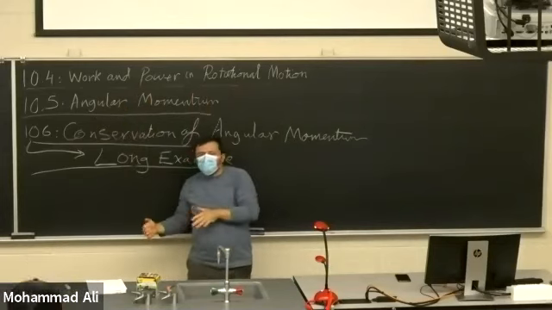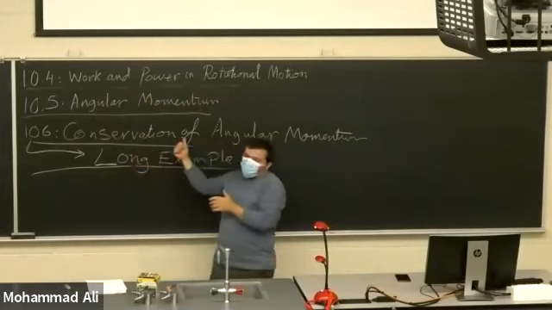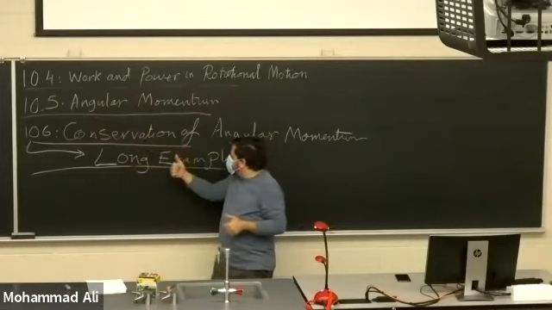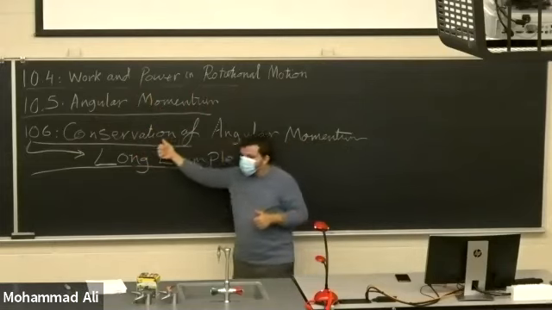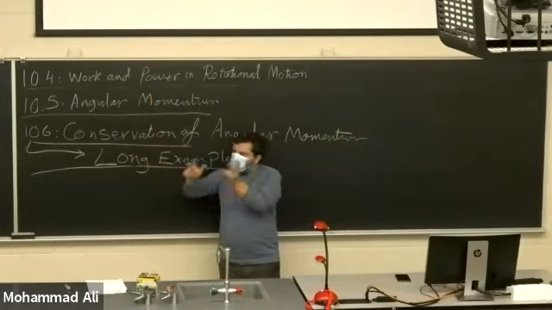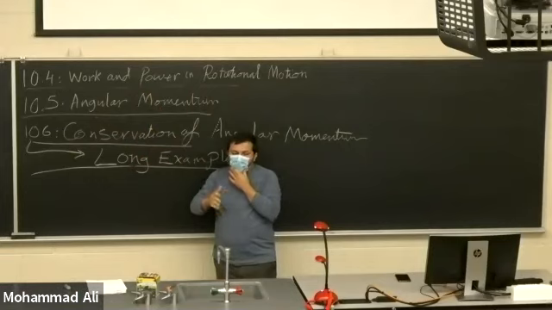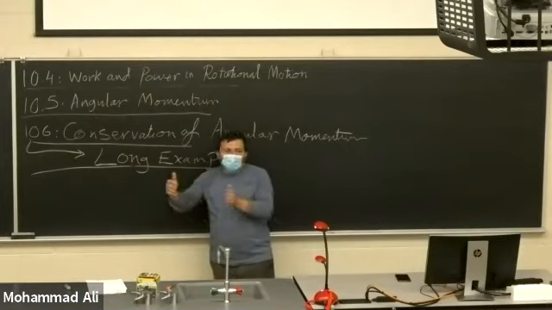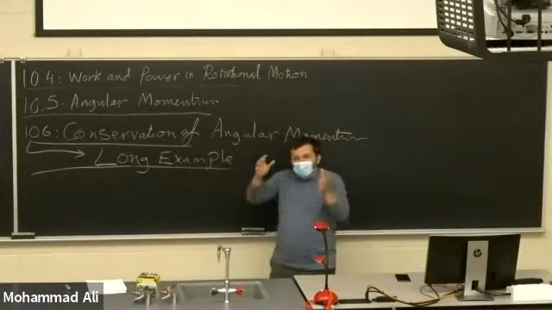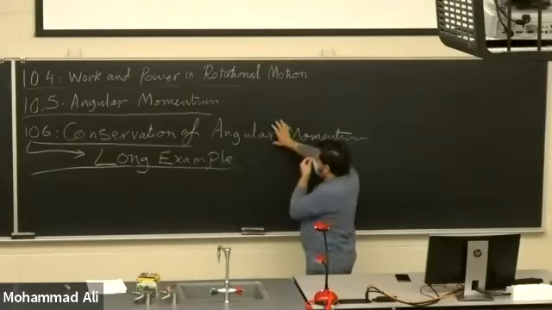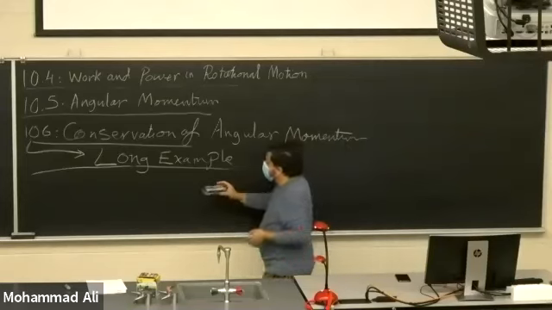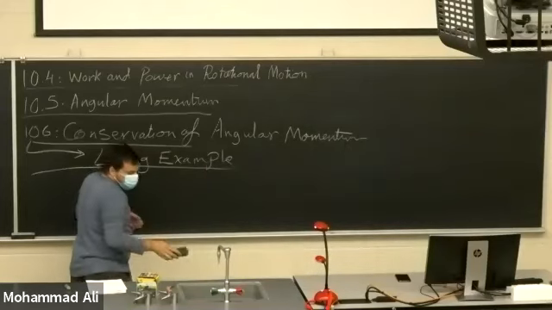We have also a collision in rotational motion. We will see that, and we will see that the angular momentum will be conserved. And we have two cases, elastic and inelastic collisions. It's the same. Just put your mind in rotational motion. And we will do that by doing an example. We'll cover everything we learned.